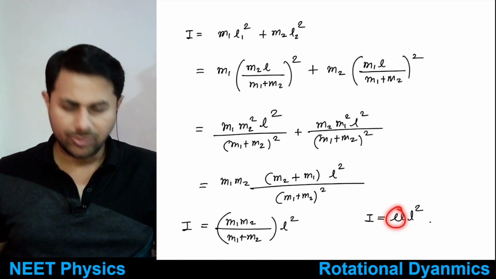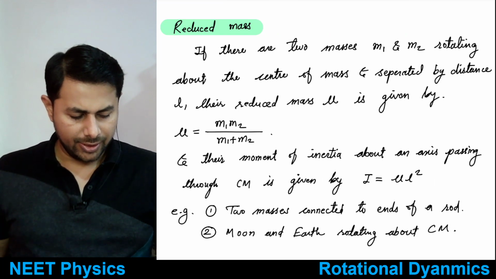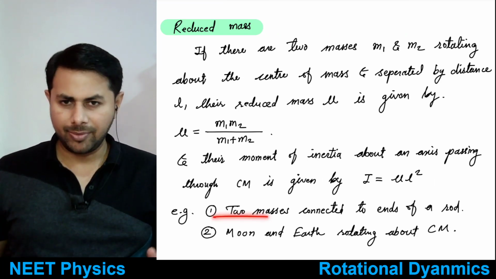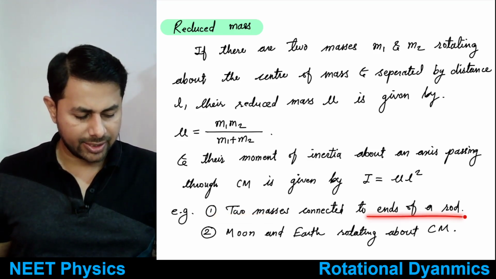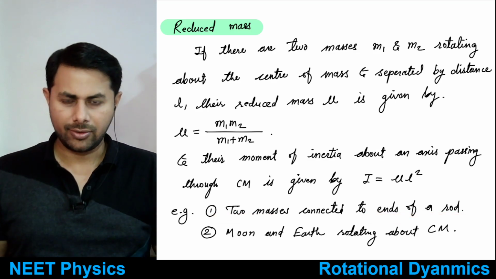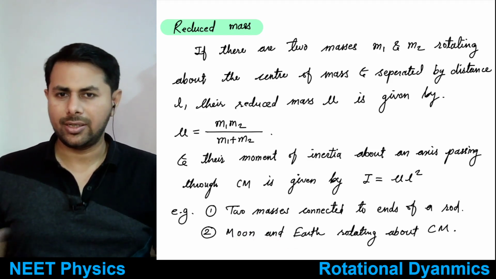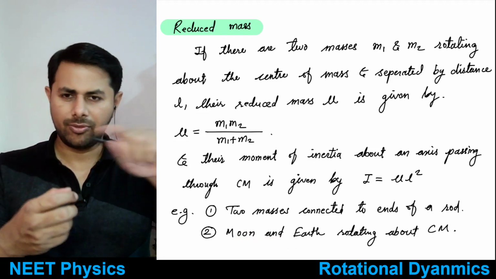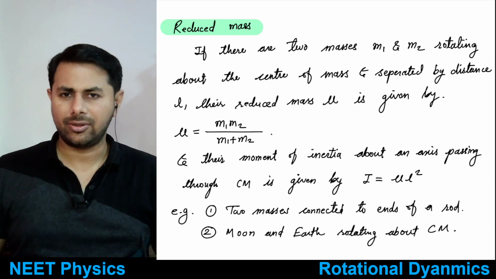So what is mu? Mu is the reduced mass of two objects. An example of this is the one that we saw: two objects connected at the ends of a light rod. Then another example, moon and earth. Moon revolves around earth. So what's the moment of inertia of the system about the center of mass?